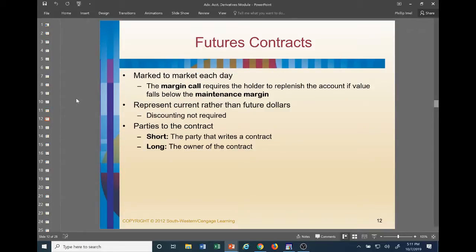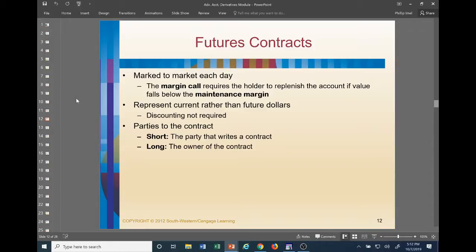Each day the contract is valued and marked to market. If the contract loses too much value, the holder will have to contribute additional cash to the margin account. If the margin account balance falls below a minimum balance, called the maintenance margin, the investor is required to replenish the account through what is called a margin call.